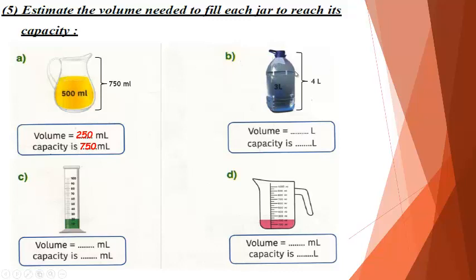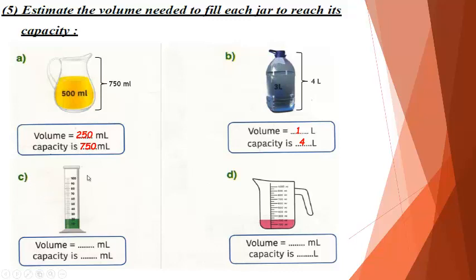So I'm just finding the part needed, the volume of the liquid needed to fill the jar. Let's look at B. I have the capacity, the whole capacity equals 4 liters. And I just filled 3 liters. How many liters are needed to be 4? 3 and what equals 4? 3 and 1. Of course, it's just 1. 3 liters plus 1 liter equals 4 liters. So I'm just finding the missing volume. What is the missing volume to reach the full capacity?